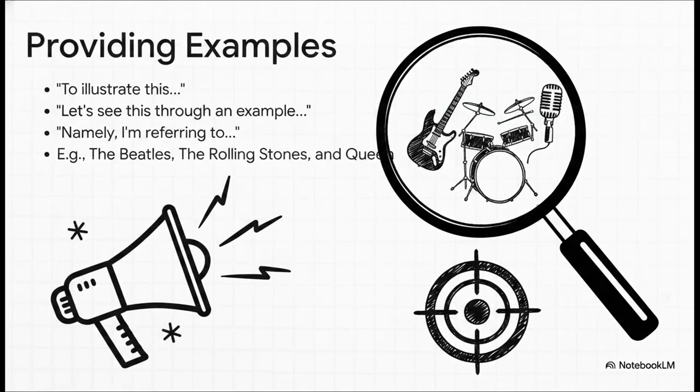And part of being clear is being specific. Here's a pro tip for you. When you provide evidence for your arguments, use strong phrases to introduce them. Instead of just saying "like," elevate it. Try saying, "namely," or "I'm referring to." For instance, if your topic touches on British pop culture, you wouldn't just say pop bands, you'd say, "namely, I'm referring to the Beatles, the Rolling Stones, and Queen."